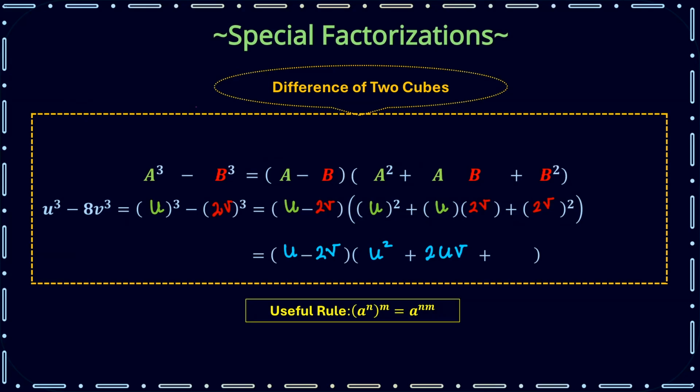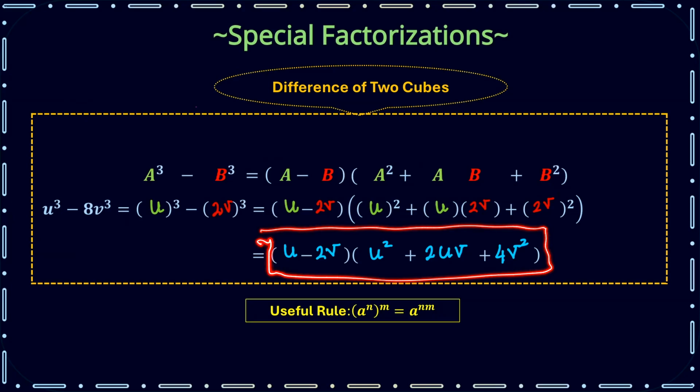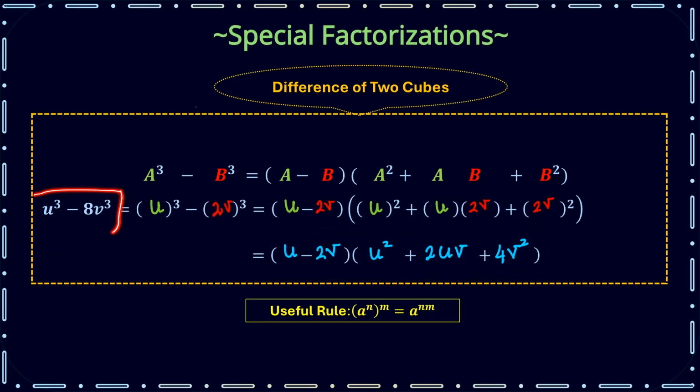And then lastly, we have the square of 2v, which is 4v squared. And that is it with this problem. This is the factorization of u cubed minus 8v cubed.